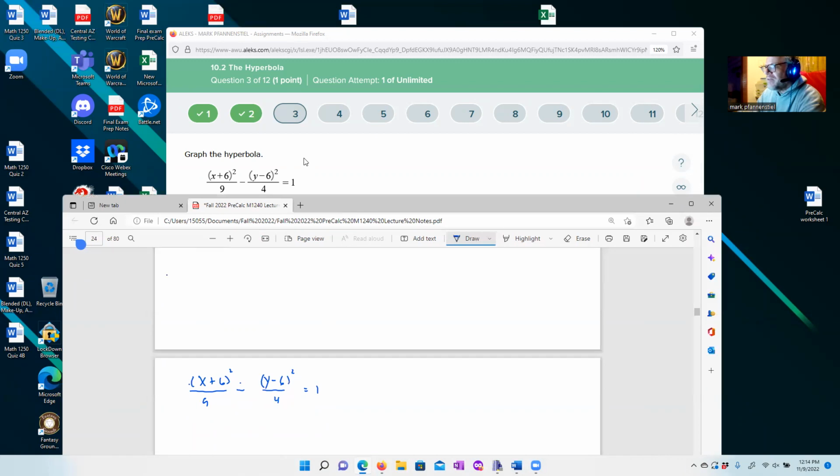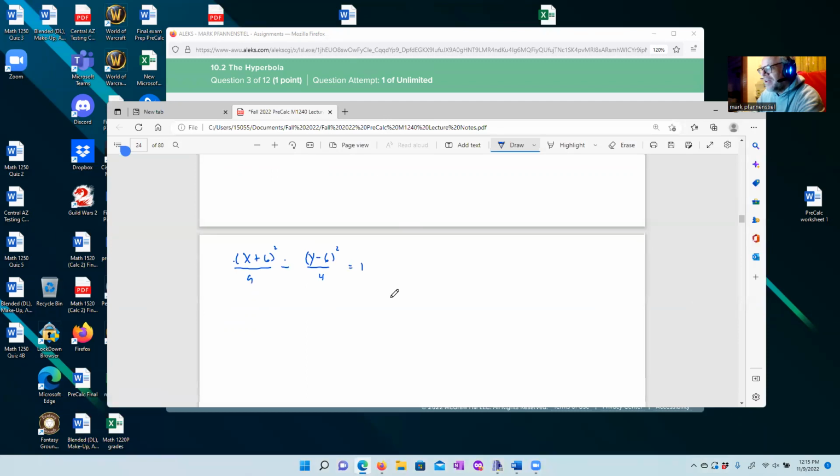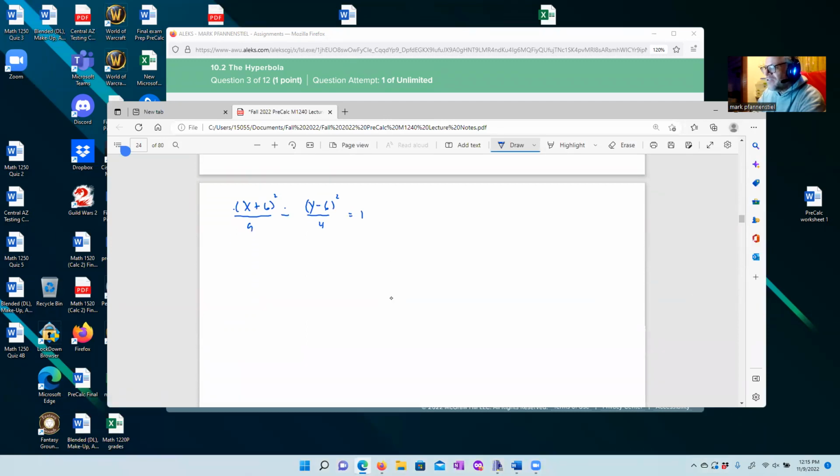Okay, so if we want to figure out how to draw this, because they just said graph it, let's go ahead and graph it. So where is our center? Okay, and the center is going to be negative 6, positive 6. Okay, x minus h, so it's really x minus a negative 6, squared, over 9, plus y minus 6, so that's just going to be 6, squared over 4.